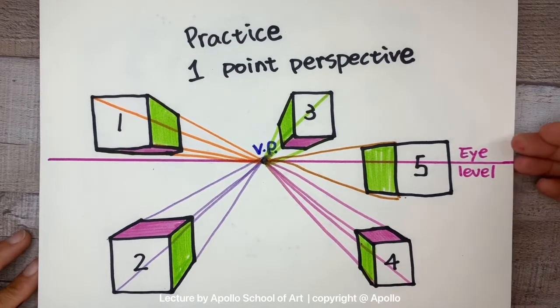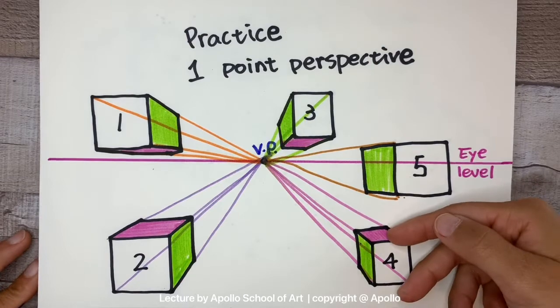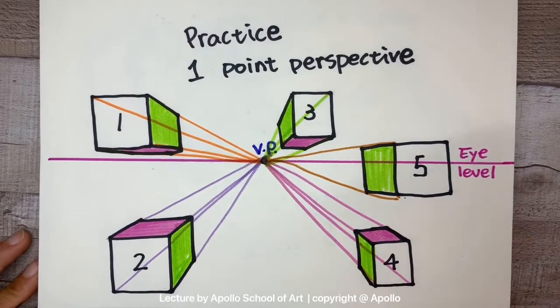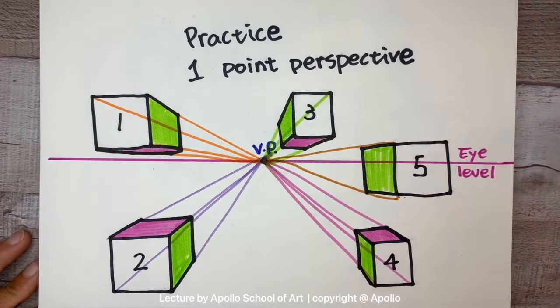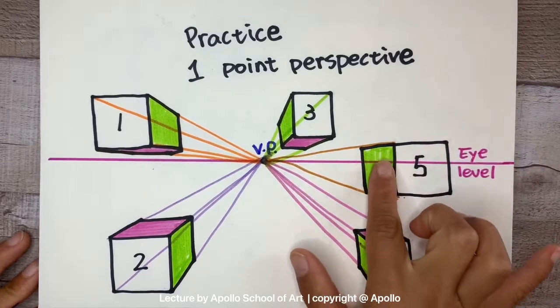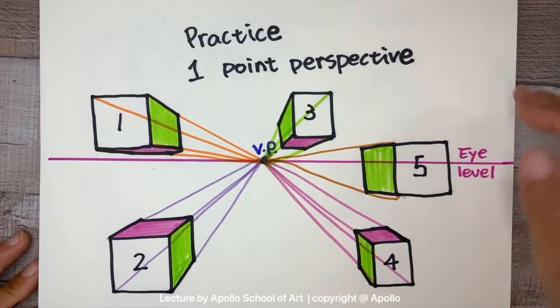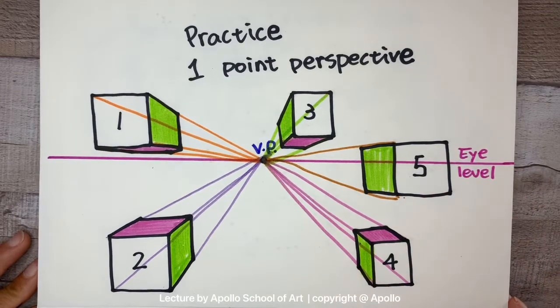Okay, so the object below, you will see the top. The object on top, you will see the bottom. If the object is on the eye level, you only see 2 sides of the cube, front and the side, not the top, not the bottom. Okay?